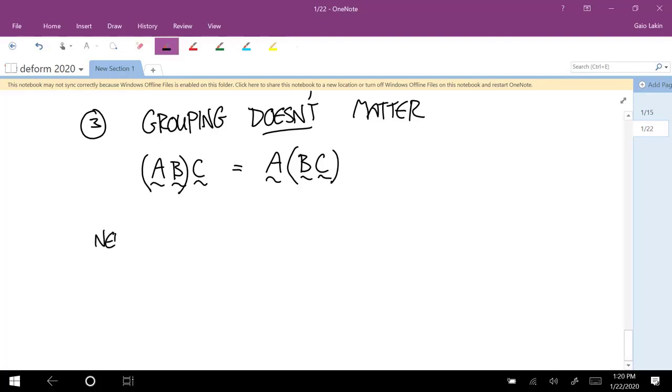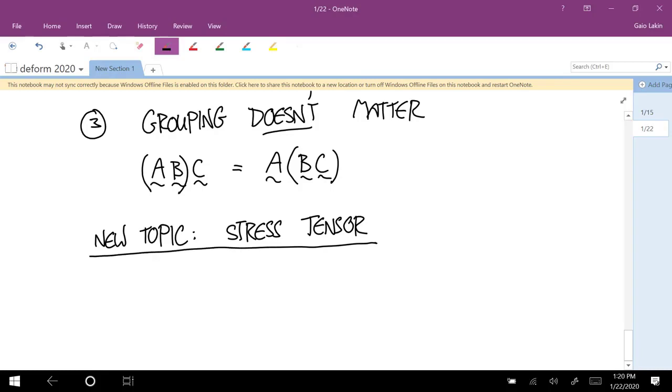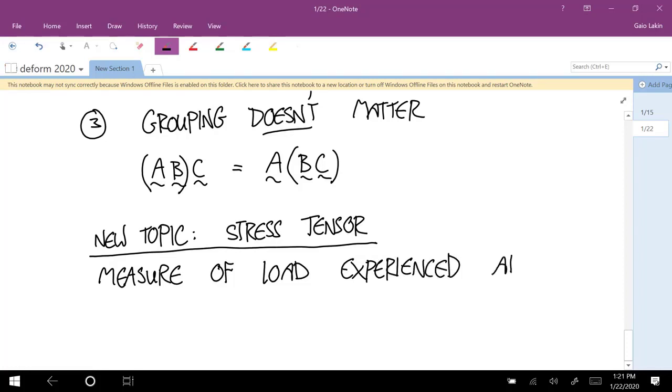A new topic. We're going to define the stress tensor. And the stress tensor is a measure of the load experienced at a single point in a material.